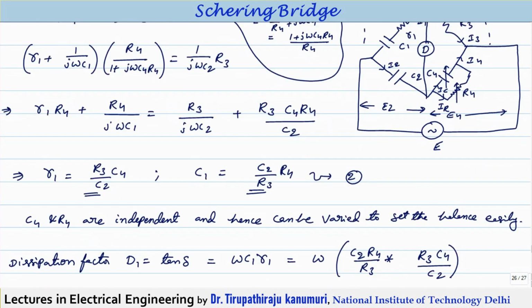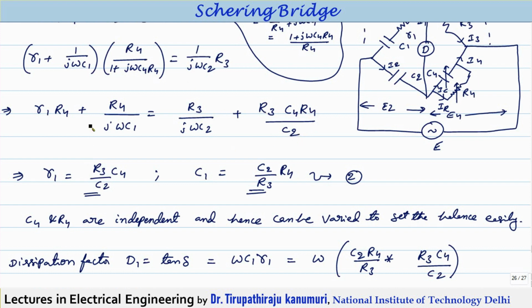So from this I can separate the real and imaginary parts. The real part will be R1 multiplied by R4. Whatever is there, 1 plus j omega C4 R4, I am taking to the second side. So the second one will be R4 by j omega C1 is equal to, this multiplied on the second side, it becomes R3 by j omega C2 plus R3 times C4 R4 divided by C2. The j will cancel. So this will come like this.